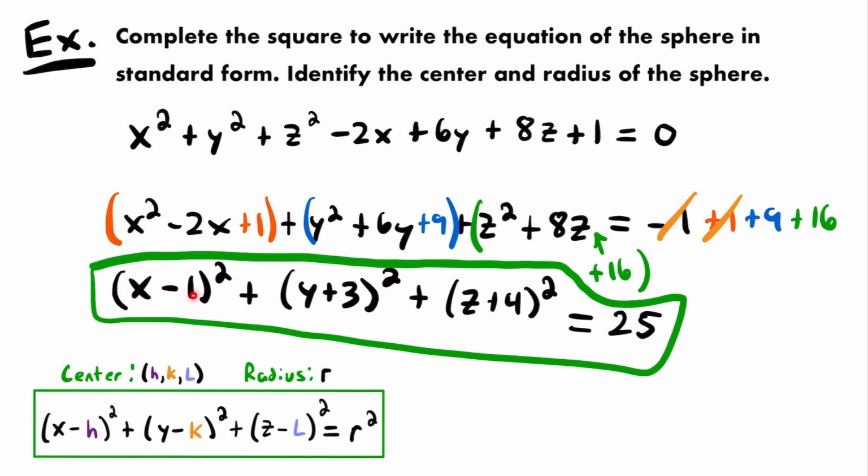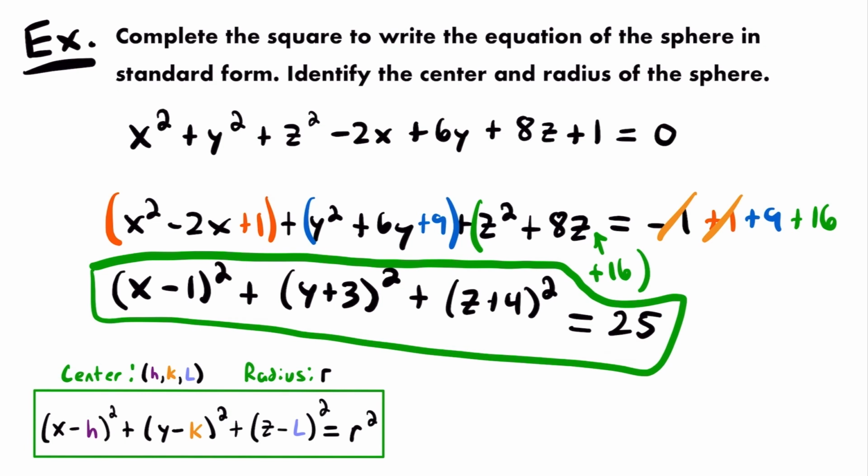We have x minus some value squared plus y minus some value squared, although it is y plus 3. Technically, it's y minus negative 3. We'll get to that in a second. And then we have plus z minus some value squared as well. Once again, that would be minus negative 4. And then those three terms are equal to 25, which is equal to some value squared.